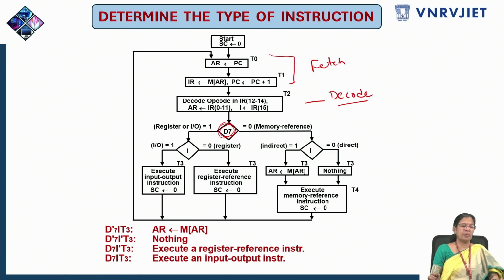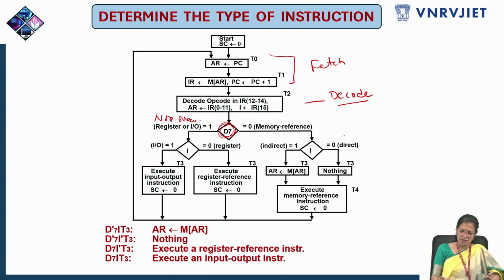If it requires any operand, that fetch should also happen. So for that it should first identify whether it is memory reference or non-memory reference. Non-memory means nothing but register reference or IO instructions. Okay. So if D7 is 0, it is a memory reference instruction. And again, if it is a memory reference instruction, is it using direct addressing or indirect addressing to get the operand?